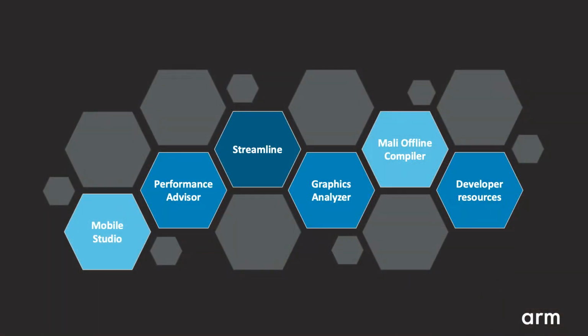In this section, we'll demonstrate how to run Mali offline compiler on a fragment or vertex shader program to generate a report showing the expected performance of that shader on a Mali GPU. Mali offline compiler is a static analysis tool, so there's no need to connect to a device. You can run reports on any of the Mali GPUs, which can help you predict the expected performance on devices you don't have access to.